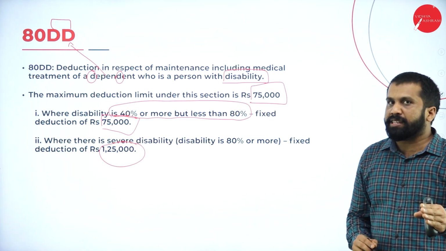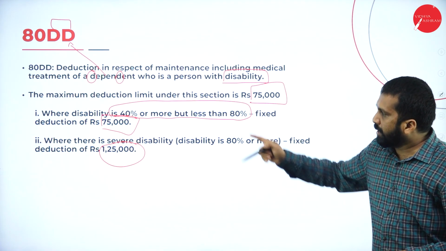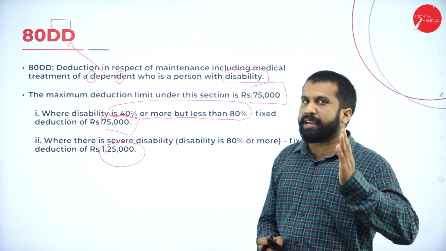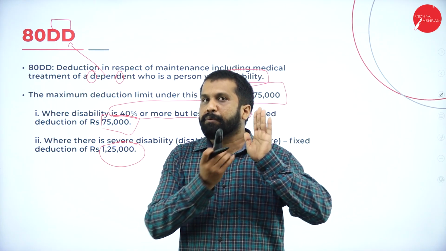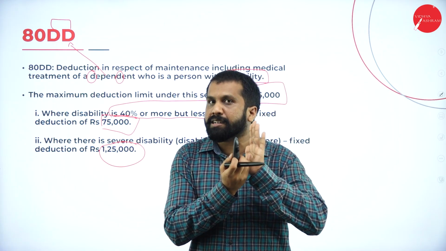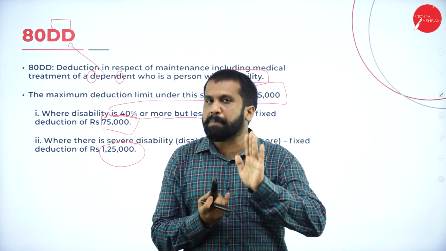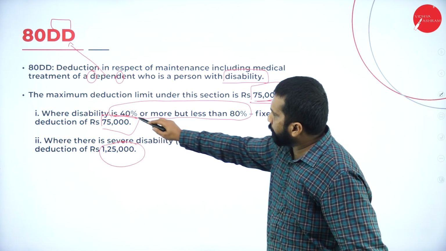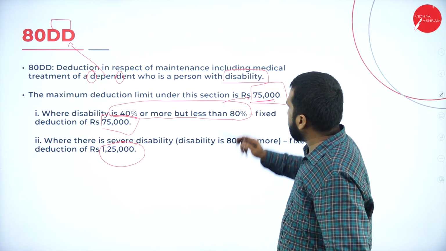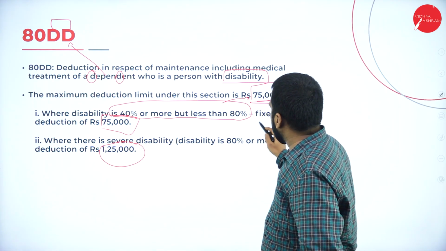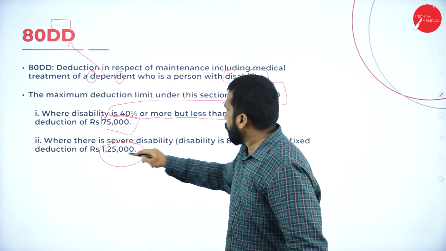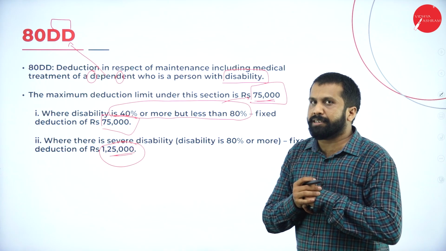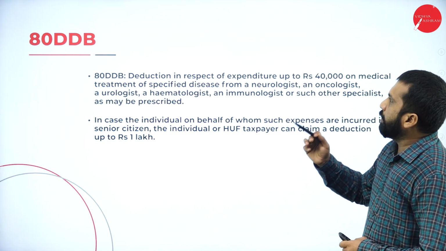If the disability comes between 40 to 80%, then it is 75,000. You may wonder how we know whether it is 40 to 80 or above 80%. In the certificate, the doctor will certify whether it comes below 80 or above 80. It depends on the disability, and you can claim your deduction accordingly. For this 75, and for this 125 if it is more than 80%. Clear? Good.